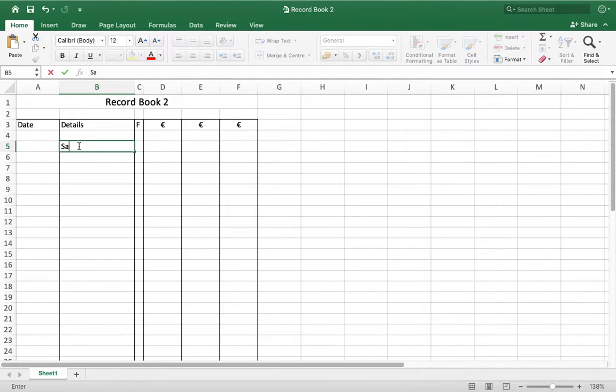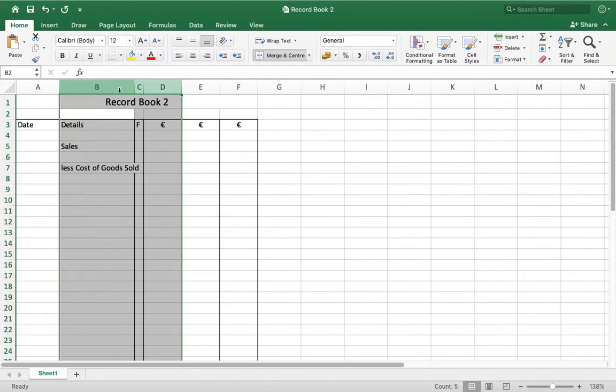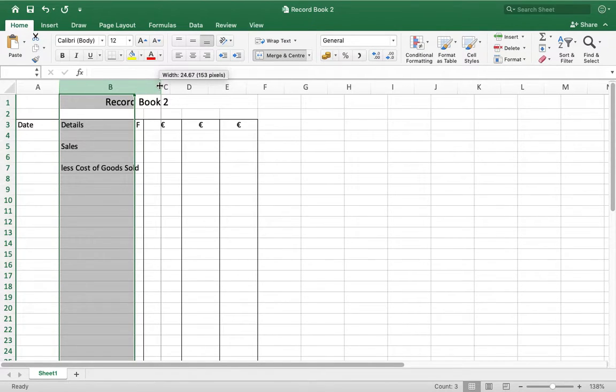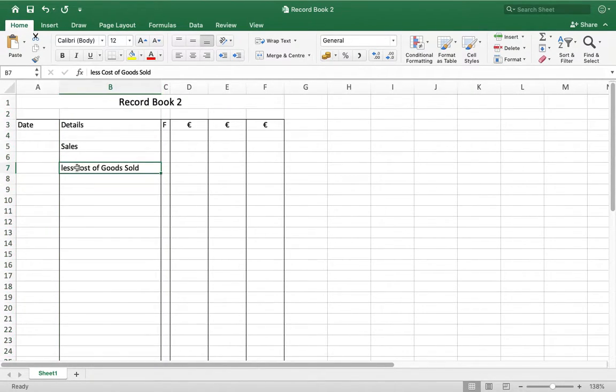Okay, so when we look at how you'd calculate profit, we would think, well, we have our sales, so the amount of money we get for selling goods, and then we're going to take away from that the cost of the goods that I sold. Okay, so I'm just going to widen that column to make it a bit easier to read. Okay, so I'm trying to work out the cost of the goods I sold, and when I take these two away, I'm going to end up with a word called profit.